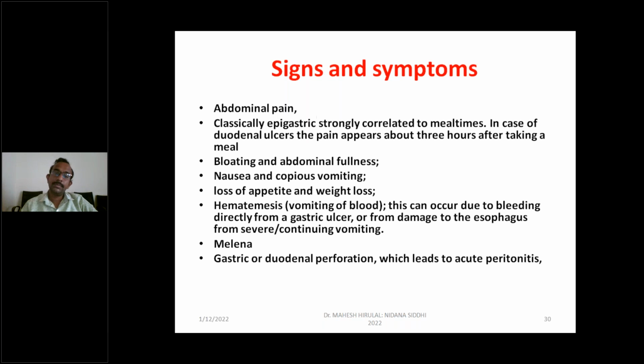So signs and symptoms of peptic ulcers are abdominal pain, particularly epigastric pain, then bloating of the abdomen, abdominal fullness, nausea, vomiting, then loss of appetite, weight loss. In one case, there will be weight loss. In another case, there will be weight gain. Hematemesis in the gastric ulcer, melena in the duodenal ulcer, and in the very severe stages, there will be perforations.